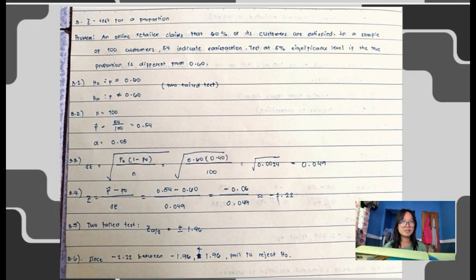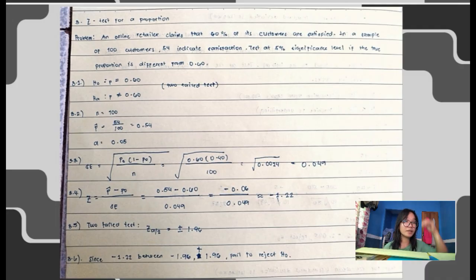The next step you have to do is the known values. As you can see in the slide, n is the sample size, which is 100 customers. Next is the sample proportion, which we get by dividing the 54 who indicated satisfaction by the 100 customers. The next one is alpha, which means the significance level, which is 0.05, the 5% significance level. So you have to divide it by 100.